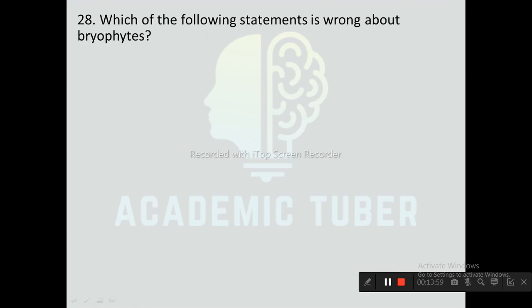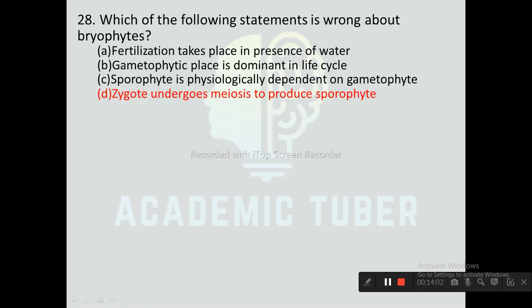Next one, which of the following statements is wrong about bryophytes? And the options are fertilization takes place in the presence of water, gametophytic phase is dominant in the life cycle, sporophyte is physiologically dependent on gametophyte, and last one is zygote undergoes meiosis to produce sporophyte. And the correct option is option D, that is zygote undergoes meiosis to produce sporophyte. We know that in the life cycle of bryophytes, the zygote undergoes mitosis to develop into a sporophyte, not meiosis. Meiosis typically occurs during the formation of spores in the sporangium of the sporophyte.